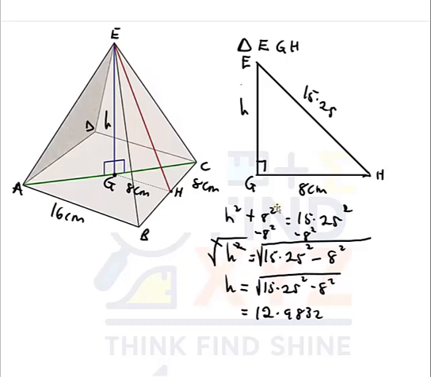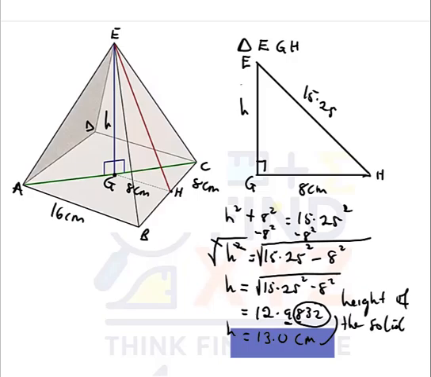12.9832. Again, we're told to leave our answers in one decimal place. So we have 9. Look at the next number, which is more than 5. So we'll round all this as 1 and add it to 0.9, and that will give us 1. Then we'll add a 1 to the 12, and that will give us 13.0 centimeters. This represents the approximated height of the pyramid. Then we are done with the second part.